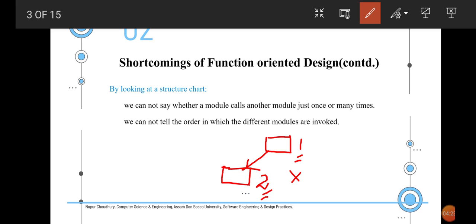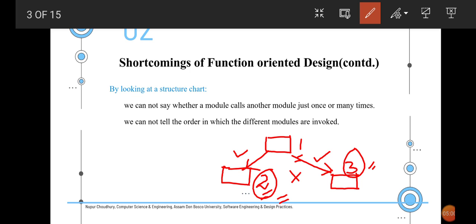Now suppose there are 2 different modules. Let's say there is module 3 as well, which module 1 is invoking. So 2 and 3 are the modules which module 1 will be invoking. Now we do not know whether the invocation of module 3 works first or the invocation of module 2 will be entertained first. So we do not have an idea related to this particular aspect as well. So these are all the drawbacks related to function-oriented design.